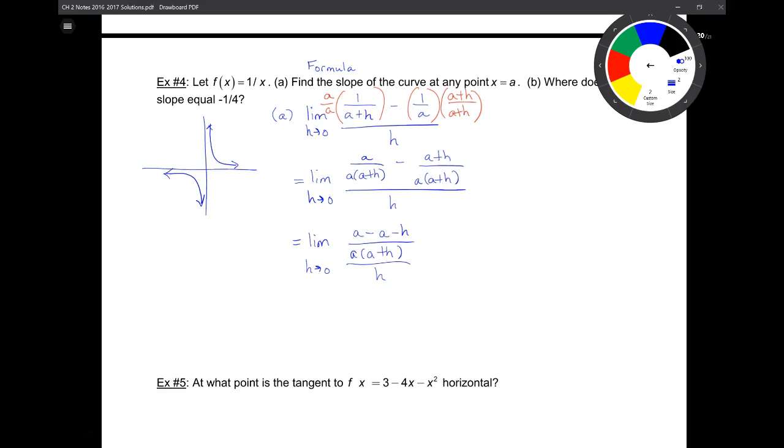We're getting somewhere. We're almost able to cancel out that h. So a minus a, we get to cancel. I have a negative h. And if you remember what we did some of this before, now I'm going to rewrite this as negative h over a times a plus h. And instead of dividing by h, I'm going to multiply by 1 over h.